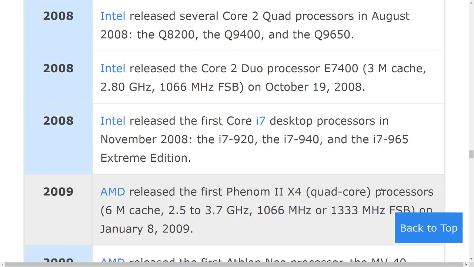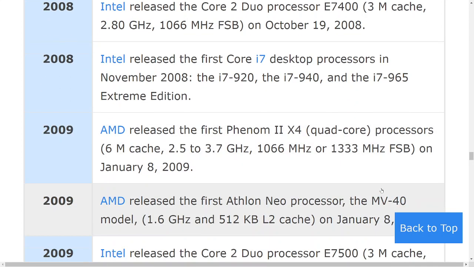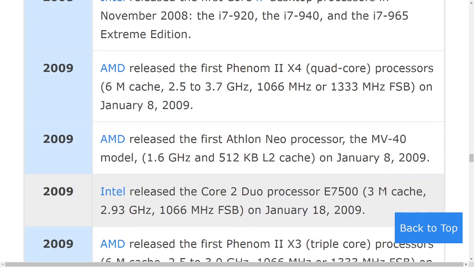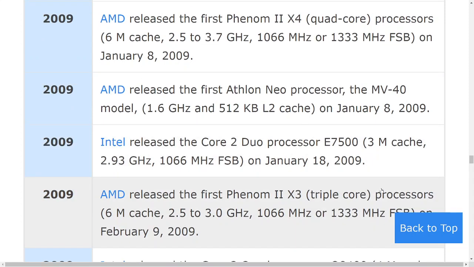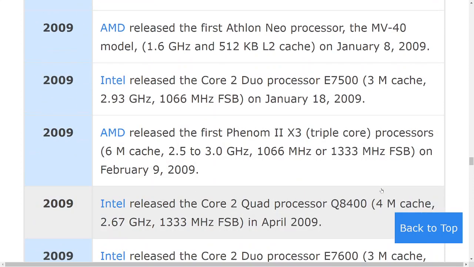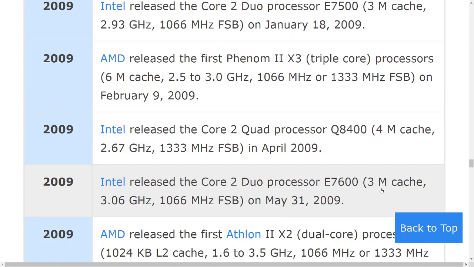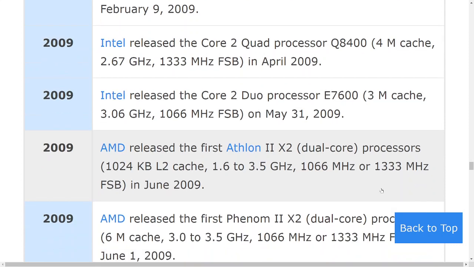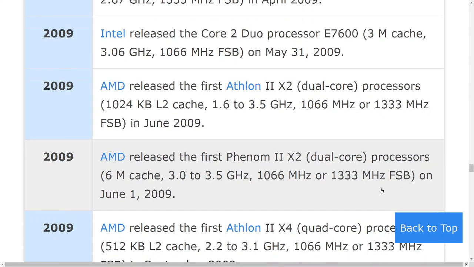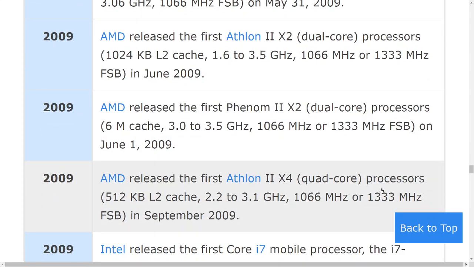2009, AMD then released Phenom II X4. The same year, Athlon Neo processor was released, and then Intel released E7500. AMD released Phenom II X3. 2009, Q8400 by Intel, and then E7600. Then AMD the same year released Athlon II X2, that was dual core. 2009, AMD released Phenom II X2 dual core. The same year, first Athlon II X4.